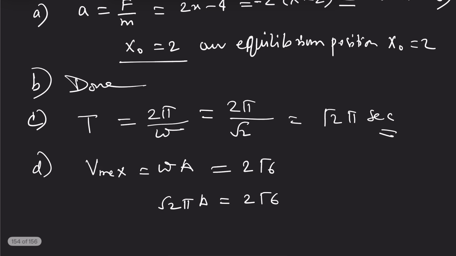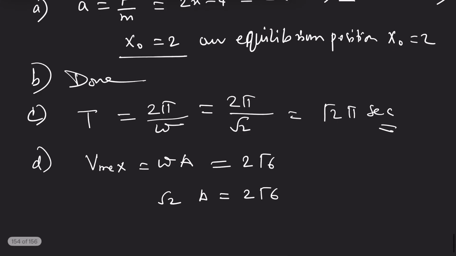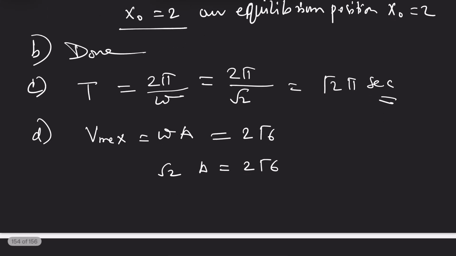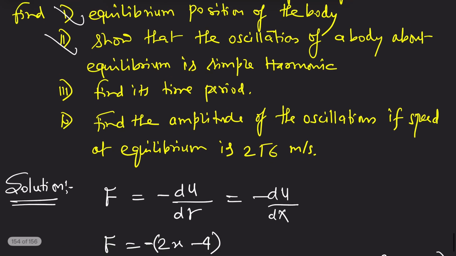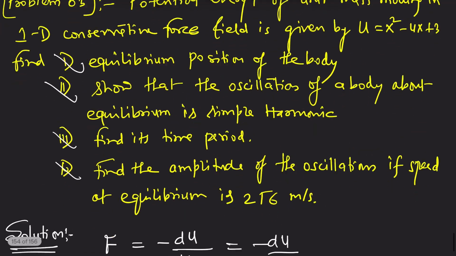Omega is root 2 only, so we have to delete this. Root 2 into a is equal to 2 root 6, so a is going to be root 12, that is 2 root 3. It will be in meters, of course. That's it. This is also a simple problem, and we have found all the parts of the solution.